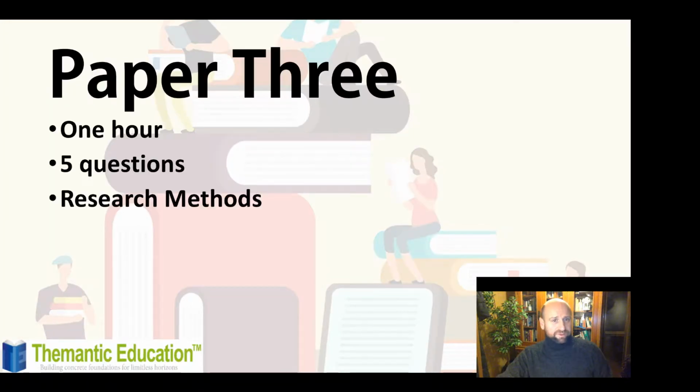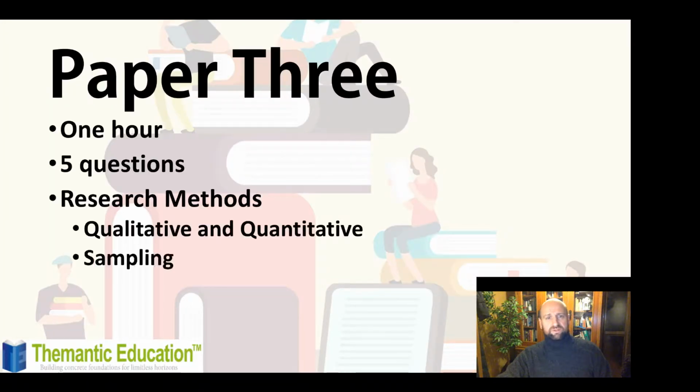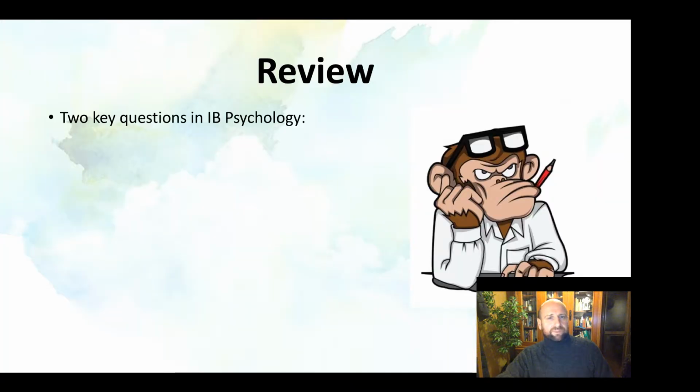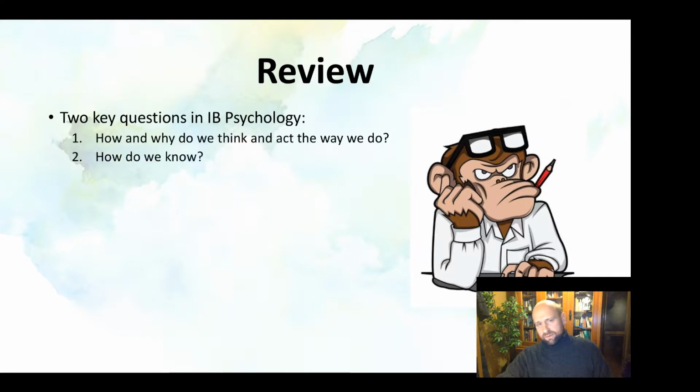So it's an hour, 5 questions, and it's all about research methodology. Question 1 will be about the research methods, question 2 is about sampling, and question 3 is about evaluating, discussing methodology. So I think there are two key questions in IB psychology, right? How and why do we think and act the way we do? And then how do we know? How do we know about this?